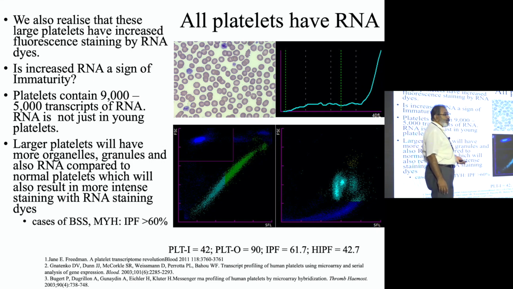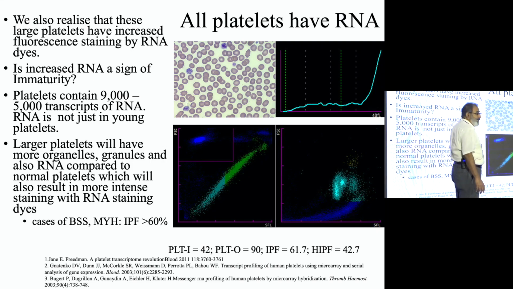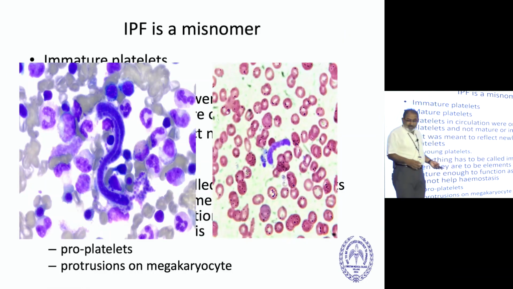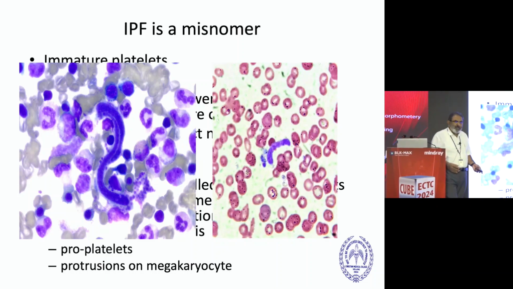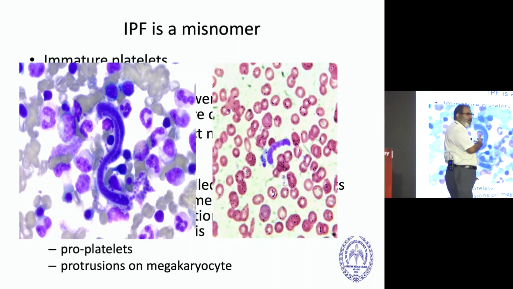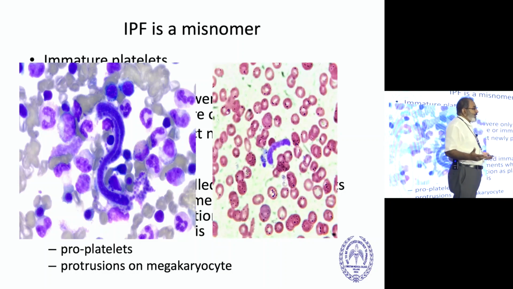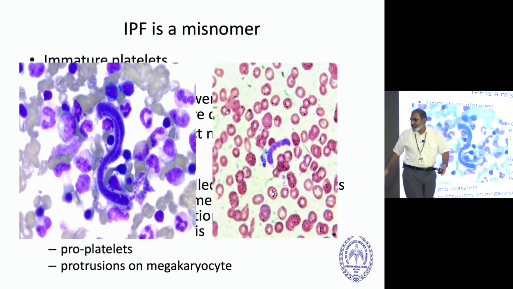So we found that all those patients who have got large platelets, their IPF is more than 60%, and we know that IPF is a misnomer. And if you want to call something immature platelets, proplatelets, na? One proplatelet can give you 100 to 200 platelets. They are not as effective as 100 to 200 platelets. You want to call them? Call this fellow immature. Don't call platelets immature.